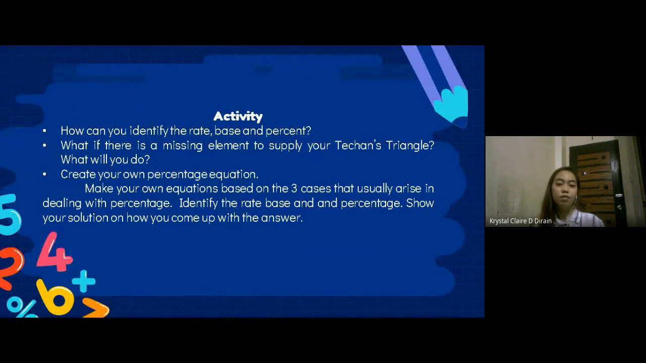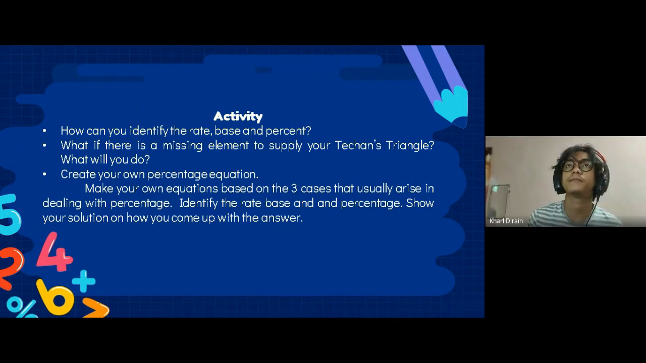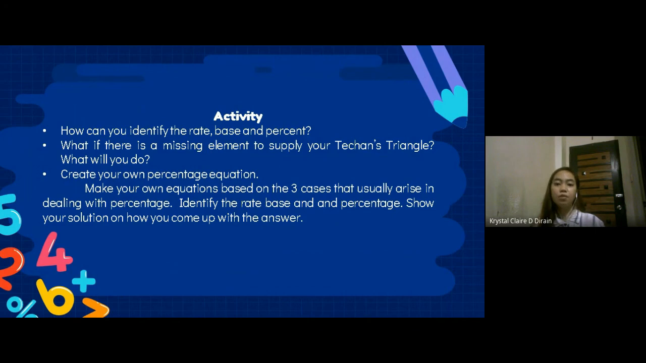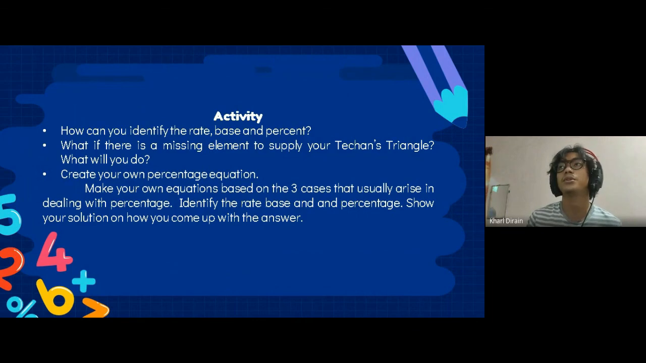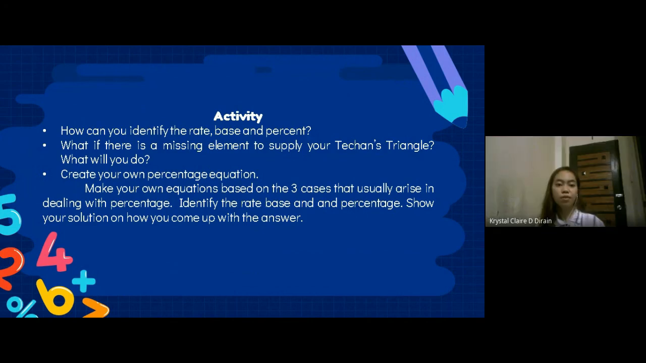And so, for this, summarize. How can you identify the rate, base, and the percent? Ano ang nagamit? Teach-and triangle po. Kapag merong missing na element, ano dapat gawin? Pag nawawala po yung percentage, ipagta-times po yung base sa rate, and then pag nawawala naman yung base is pagdi-divide mo yung percentage sa rate, and then pag nawawala naman po yung rate is pagdi-divide nyo po yung percentage sa base. So just write this on your paper.